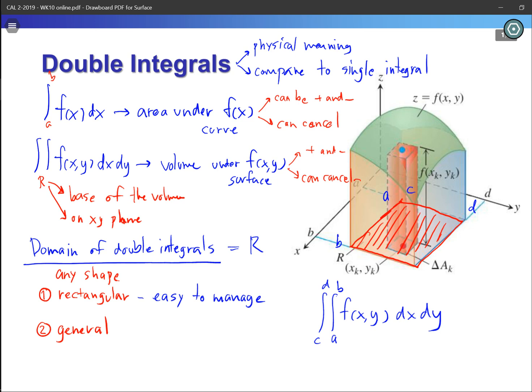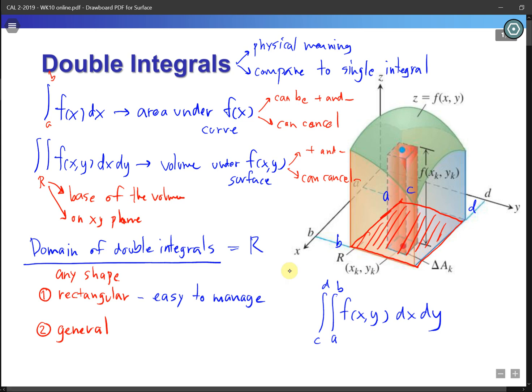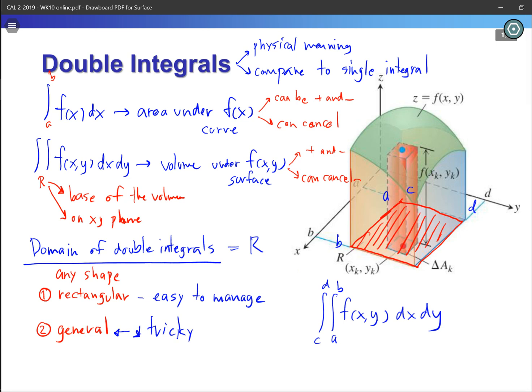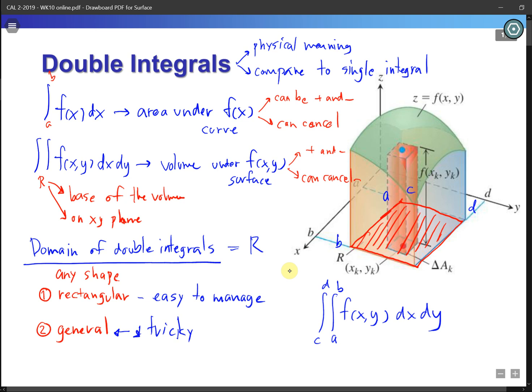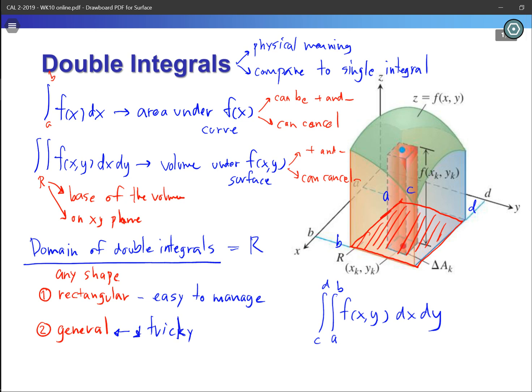But also keep in mind that this base can be more complex, can be non-rectangular, can be curvy, can be parabolic, can be exponential, and that's going to be in the general domain. I would say that this is tricky. But if you understand how to manage it, it's not going to be too bad, in my opinion. Alright, so let's move on to the next slide.